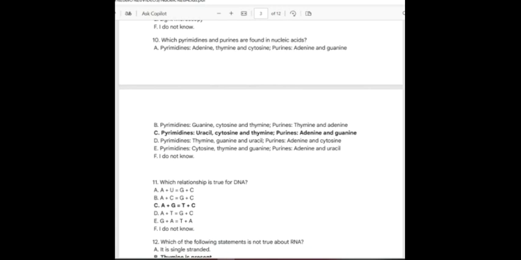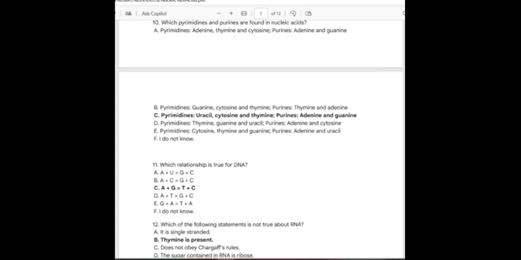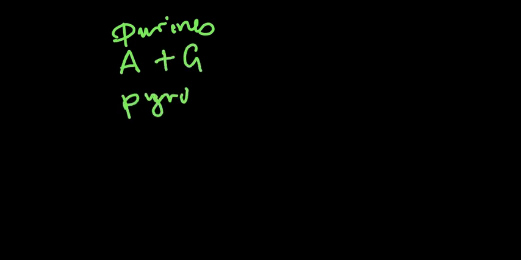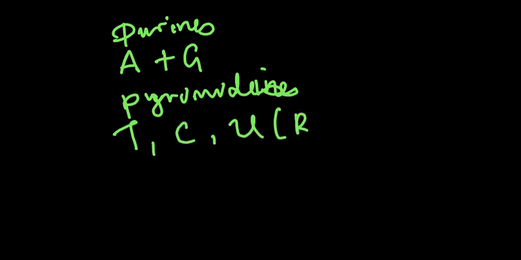Question 10. Which pyrimidines and purines are found in nucleic acids? To answer question 10 and 11, I'll combine the two because I'm almost talking about the same thing. All right, let's go to our board. When you look at purines, we have two types: adenine and guanine. Then pyrimidines, you have thymine, cytosine, uracil in RNA. Purines are double ringed, these are single ringed.